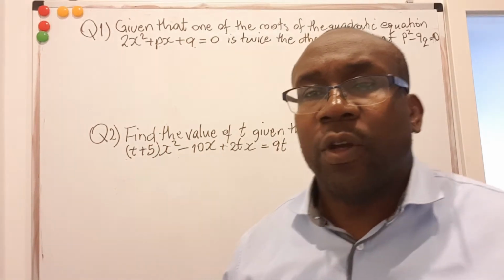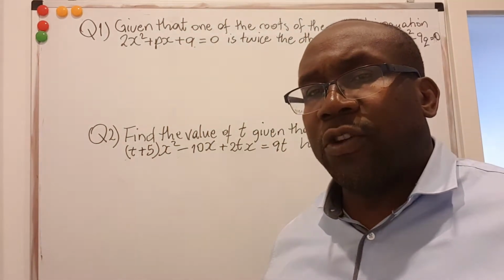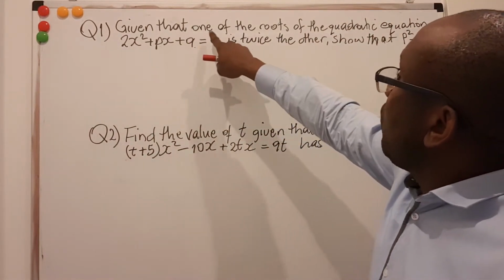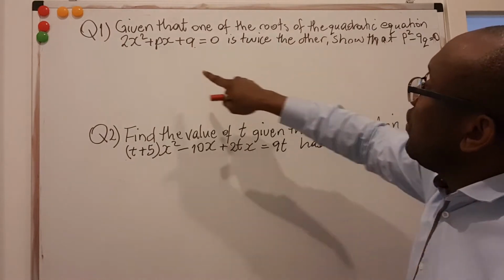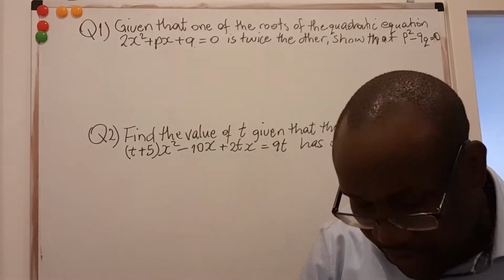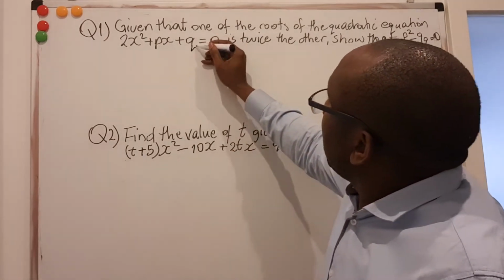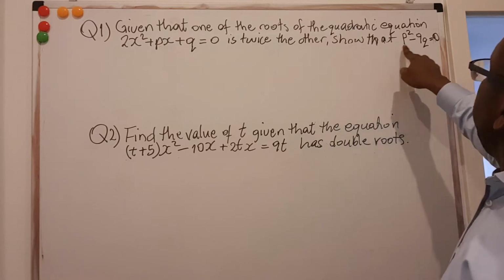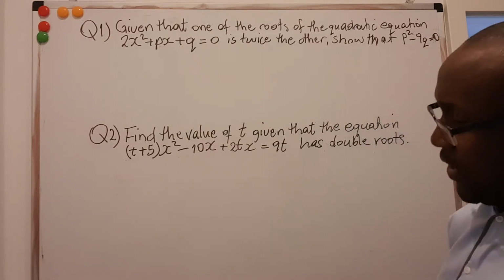I'm Dr. Anamendem. We are going to look at two advanced level questions on roots of equations and discriminants. So the first question says, given that one of the roots of the quadratic equation 2x squared plus bx plus q is equal to 0 is twice the other, show that b squared minus 9q is equal to 0.